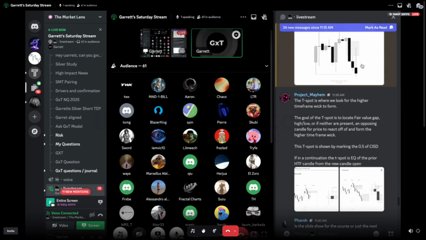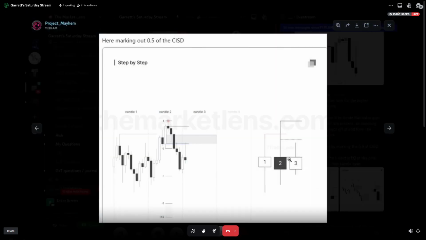These fields are where we look for a higher time frame wick to form. Yeah, I know that. I just don't know how to mark it. The T-spot is shown by marking out the previous... Okay. Oh, I see. Oh, yeah, I remember now. It's from marking out the EQ of the previous candle from the opening price, which gives you, I believe, this to here. So this gray shaded, or something like that. Maybe not, I don't know.